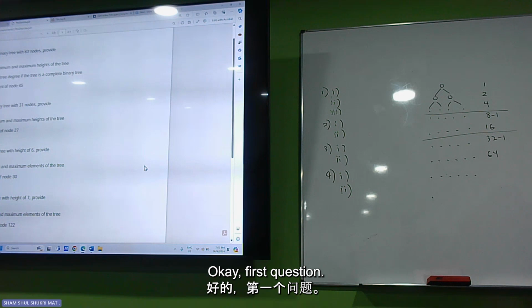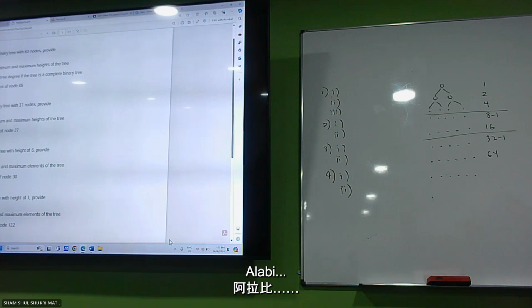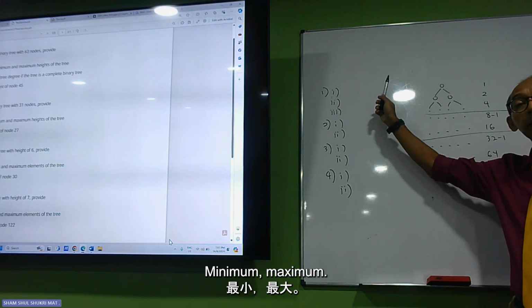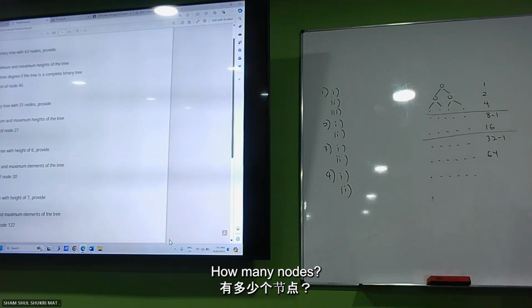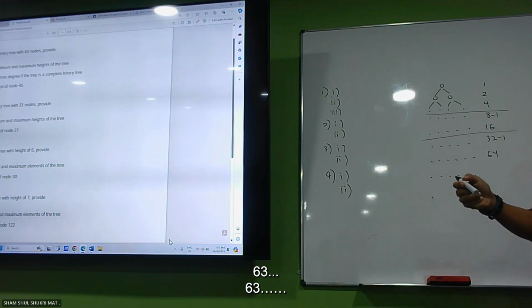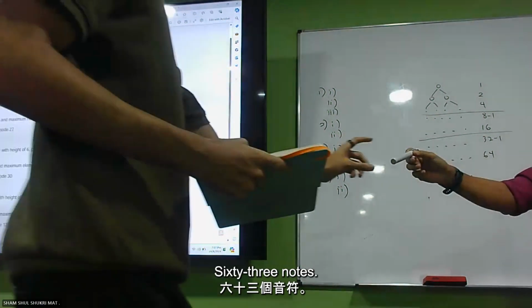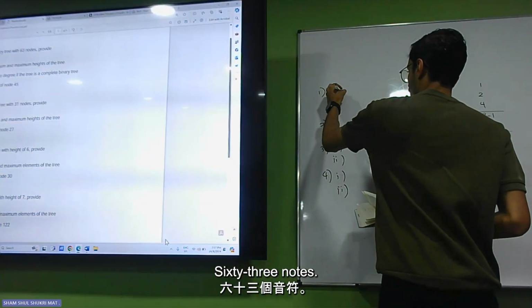Okay. First question. Mat Tasin Al-Arabi. Tasin. Not here. Muhammad Hamza. Minimum, maximum.